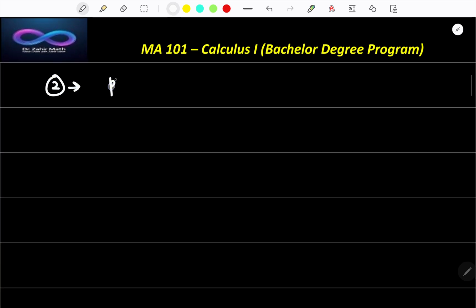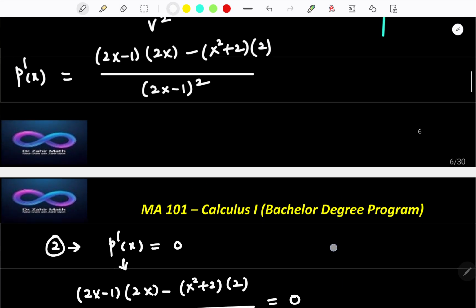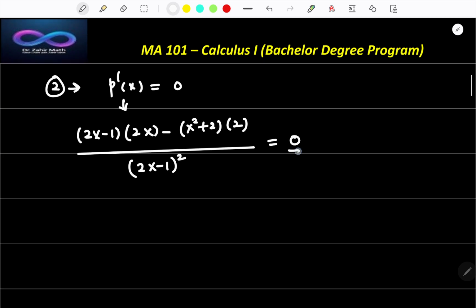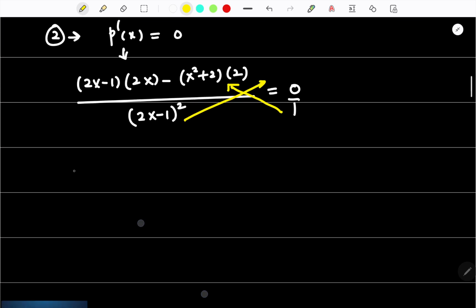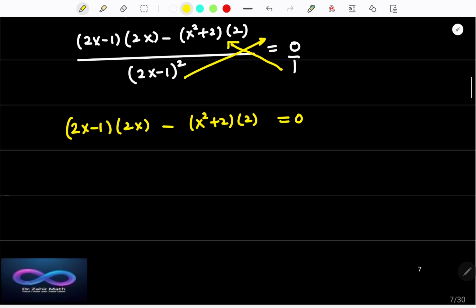Step number 2 is p dash of x is equal to 0. What's your p dash of x? 2x minus 1 times 2x minus x square plus 2 into 2, divided by 2x minus 1 the whole square, is equal to 0. The steps I have taken. Now you see here 0 is nothing but 0 by 1. So now you do cross multiplication, this one and this one. So this becomes 0. So you will get 2x minus 1 times 2x minus x square plus 2 times 2 is equal to 0. Now slowly multiply, you will get an equation.